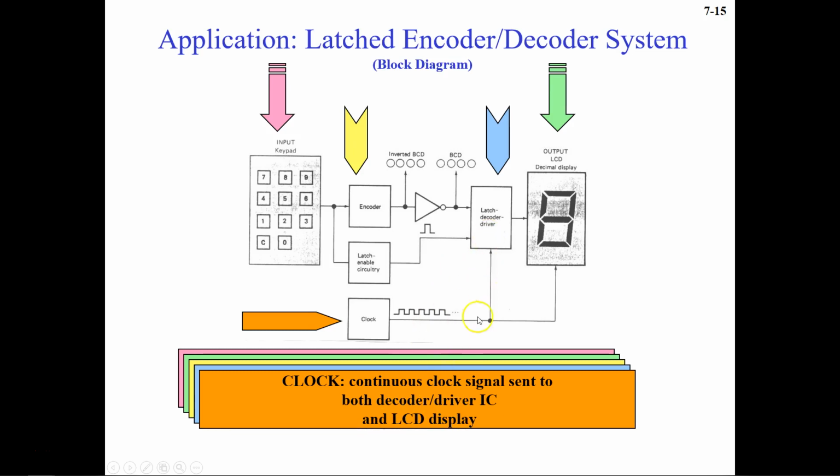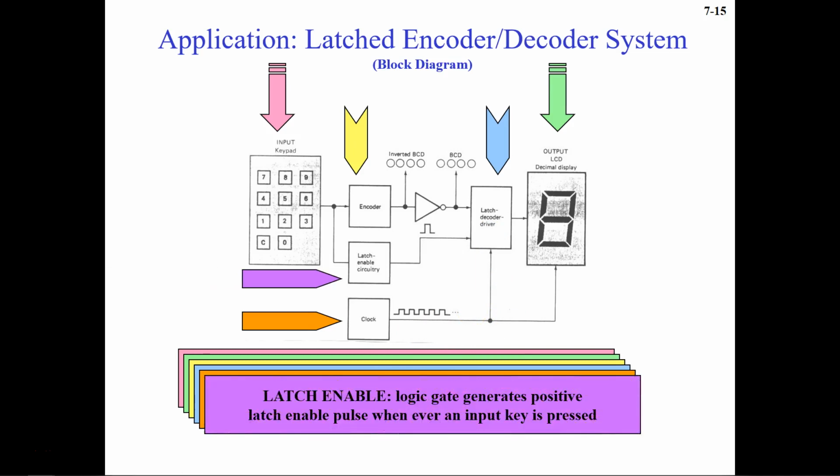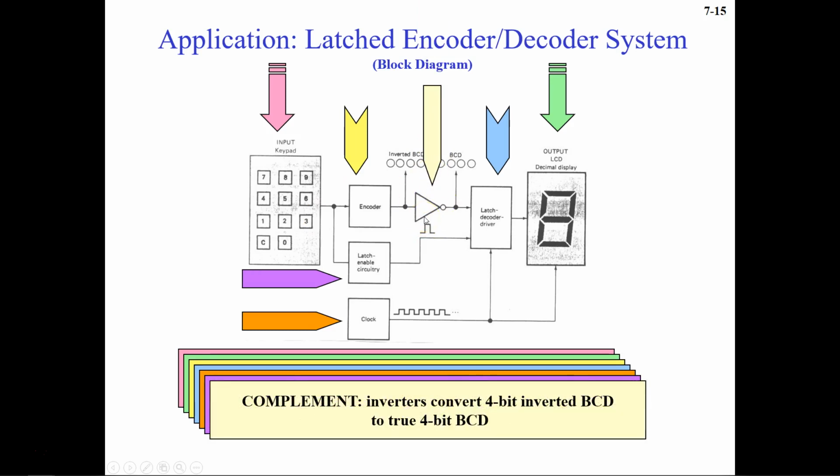So yes, this clock is going to the decoder and your display screen. And then you have the latch enable, which is basically a logic gate that generates the positive latch enable pulse whenever your input key is pressed. So it will generate your positive latch enable pulse every time you press any decimal input on the keypad.